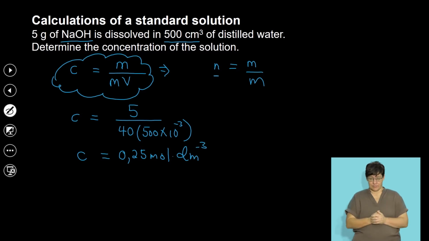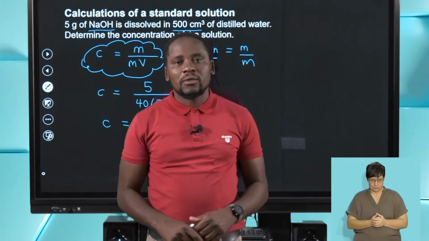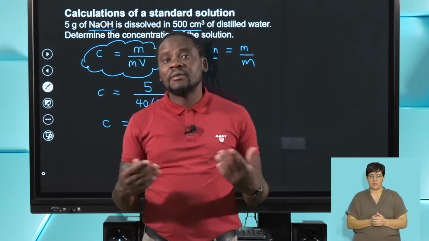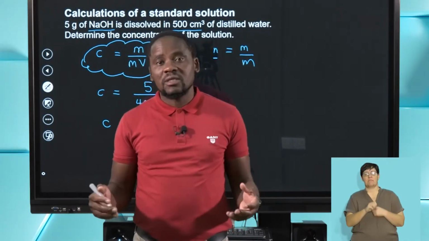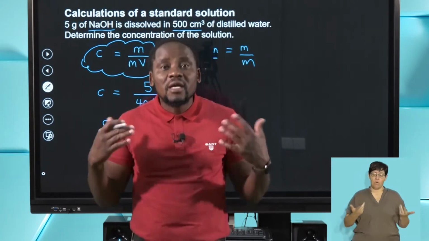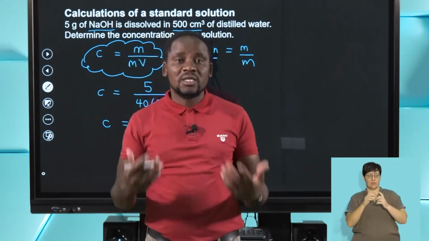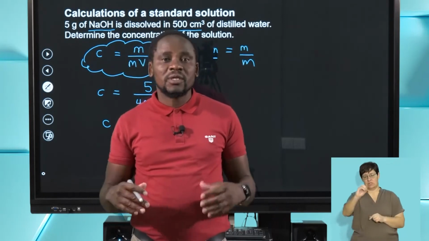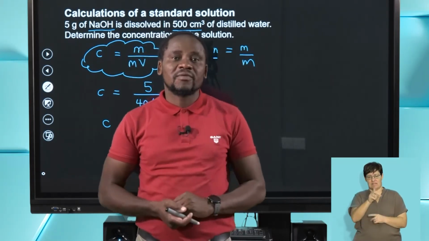So that's exactly how we determine the concentration of this solution. If we say this is a standard solution, it means its concentration is known, and that's how we go about it. So that's as far as determining the concentration of a standard solution, or making a standard solution so that the concentration is known. We shall look at more examples after the short break. Let's take a short break for now.